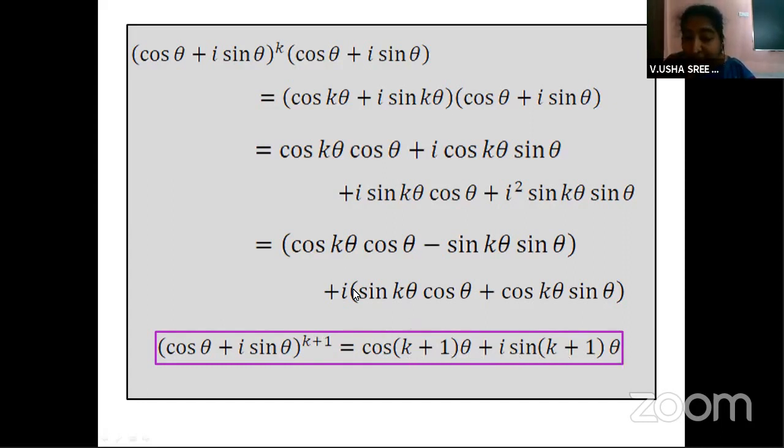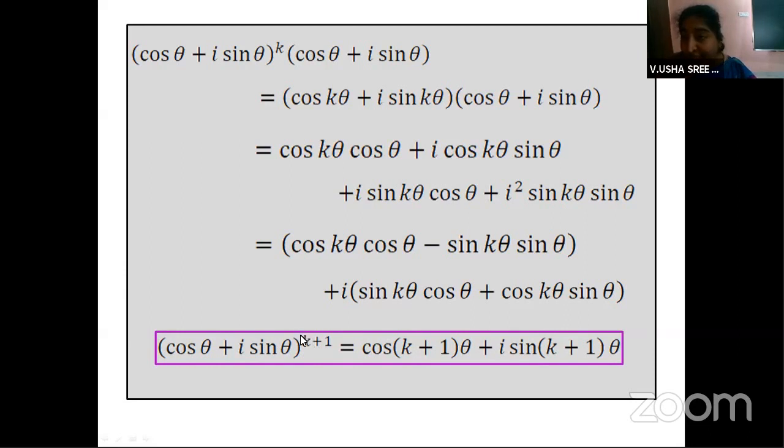Why this k plus 1? Because I said cos of k theta plus theta. When you take theta common, it will be k plus 1 into theta. And here on your left hand side, you have (cos theta plus i sin theta) whole power k into (cos theta plus i sin theta), which can also be written as (cos theta plus i sin theta) whole power k plus 1. Now, just observe this step, what we have taken in this box.